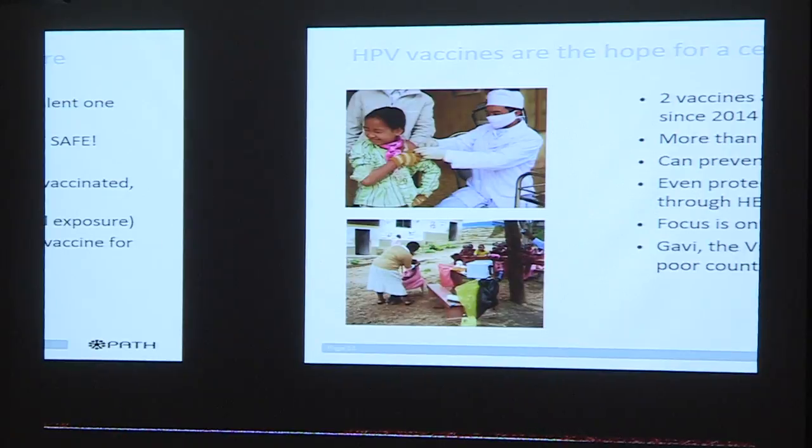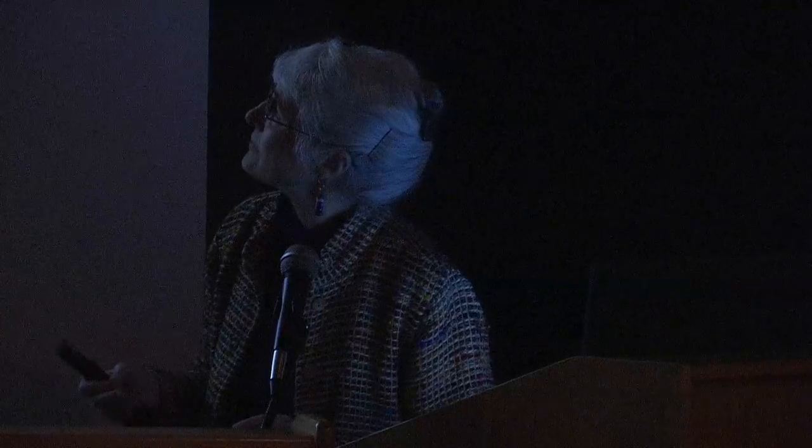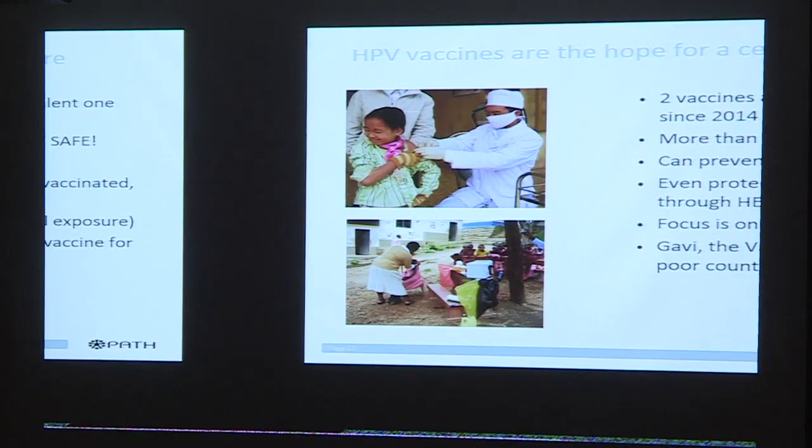So HPV vaccines really are the hope for our future to have the elimination of cervical cancer. If we get everybody vaccinated over the next generations, we have the possibility of seeing cervical cancer disappear. So there have been 2 vaccines available. Sorry you can't see more of that, but what you can see is this delightful little girl who's just thrilled to get a shot. This is in Vietnam, and then the bottom picture is in Uganda.